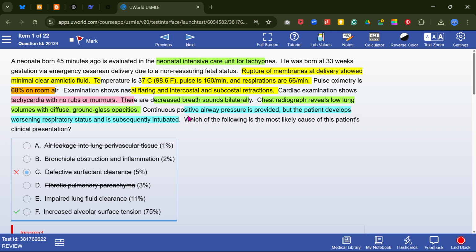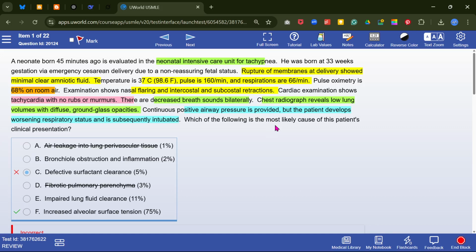Examination shows nasal flaring, intercostal and subcostal retraction, and decreased breath sounds bilaterally. Chest X-ray shows low lung volume with diffuse ground glass opacity. Continuous positive airway pressure is provided, but the patient develops worsening respiratory status and is subsequently intubated. Which of the following is the most likely cause of this patient's clinical presentation?